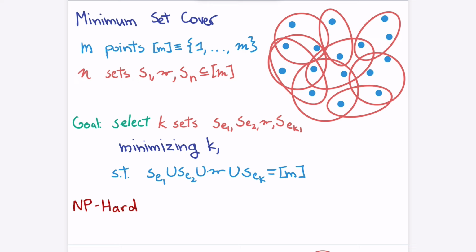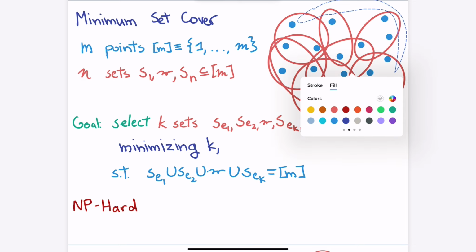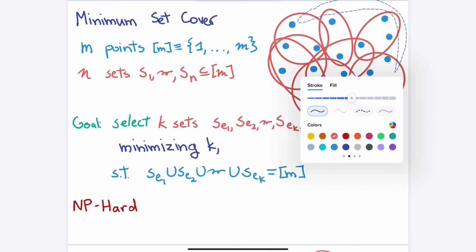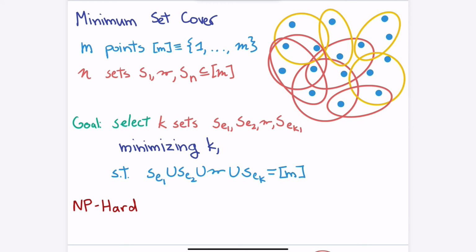So there's some sets that we know we have to take because they're the only ones covering certain points. So those are at least these ones. So I'll make that a different color. Yellow. Okay. So those sets we definitely have to take because there's points where there are only sets covering them. So given those four, what's the best we can do?